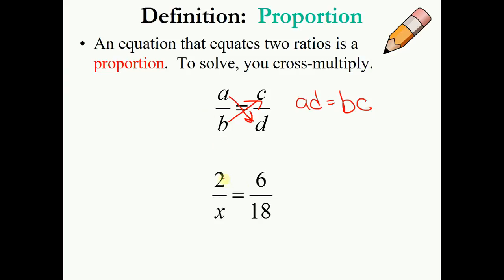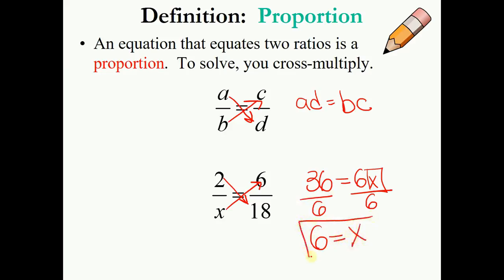So I have 2 times 18, that'd be 36, equals x times 6. Well, that would just be 6x, right? Because that's x times 6 or 6 times x. Now I gotta solve this, so I gotta get x alone. I know 6 and x are together by multiplication, so I'm going to divide by 6 on both sides. So I'm going to get 6 equals x, which is the correct answer.